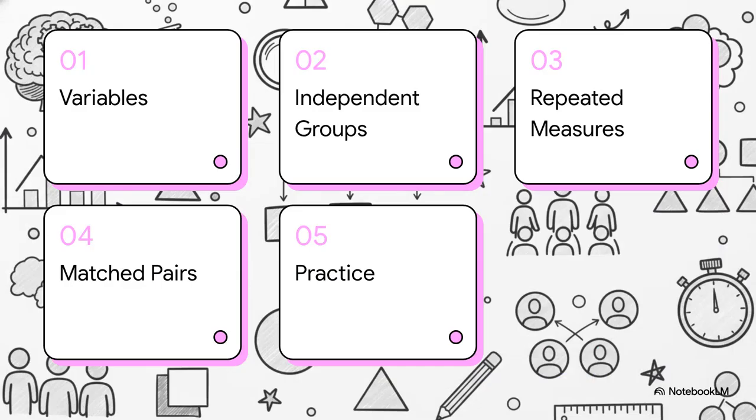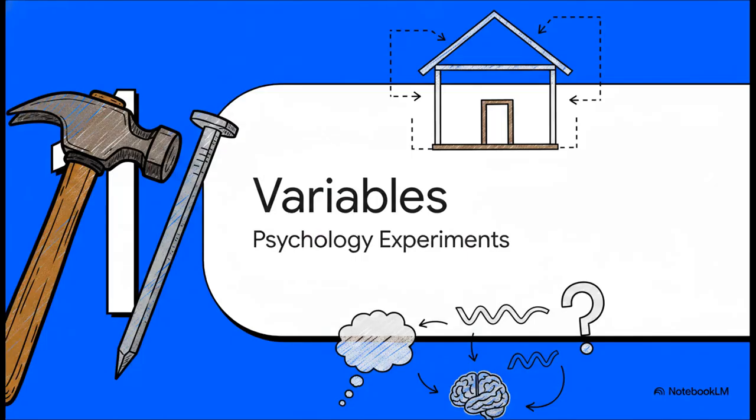So here's our game plan for this revision session. We'll start with a quick refresh on variables, then tackle the big three: independent groups, repeated measures, and matched pairs designs. Finally, we'll put all that knowledge to the test with some exam-style practice. Okay, part 1, variables and psychology experiments.